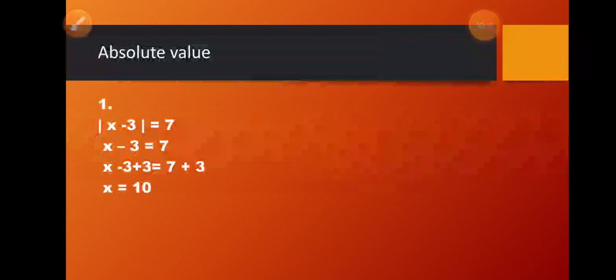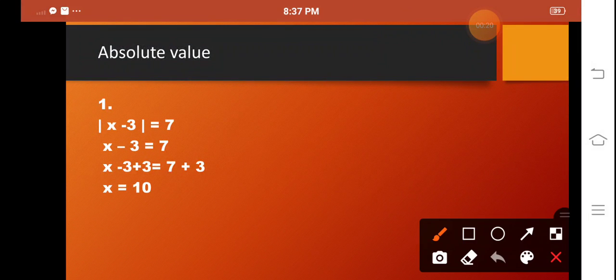If we have the absolute value of x minus 3 is equal to 7, let us take first x minus 3, and that is equal to 7. By additive inverse, we have to add both sides by positive 3. Negative 3 plus 3, the additive inverse of negative 3 is 3. So by additive inverse, x is equal to 10.